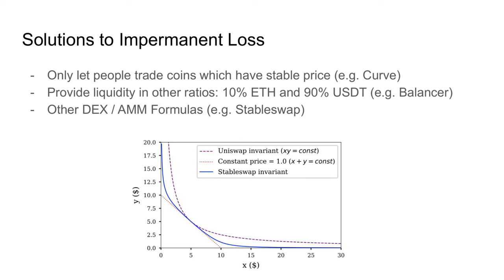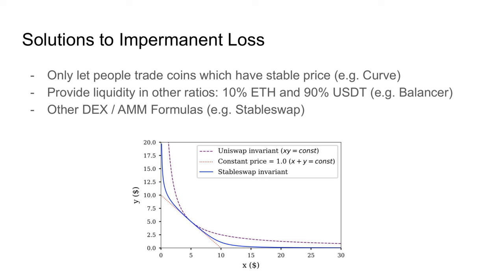So one solution to this is to only let people trade coins which have a stable price. For example, stable coins, right? USDT and USDC. If you only allow trading between stable assets, then the price wouldn't change much and the impermanent loss is more or less negligible. That's the solution that Curve implements.